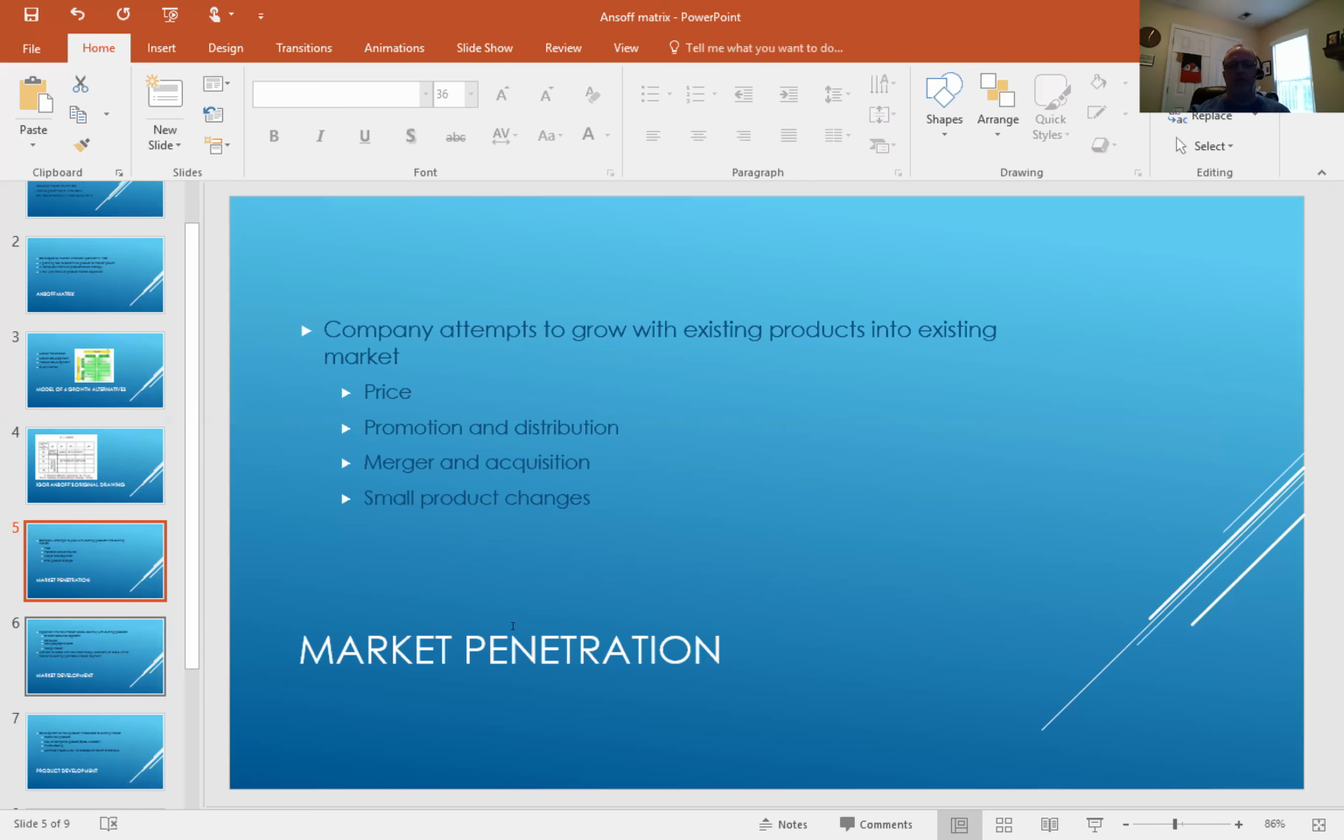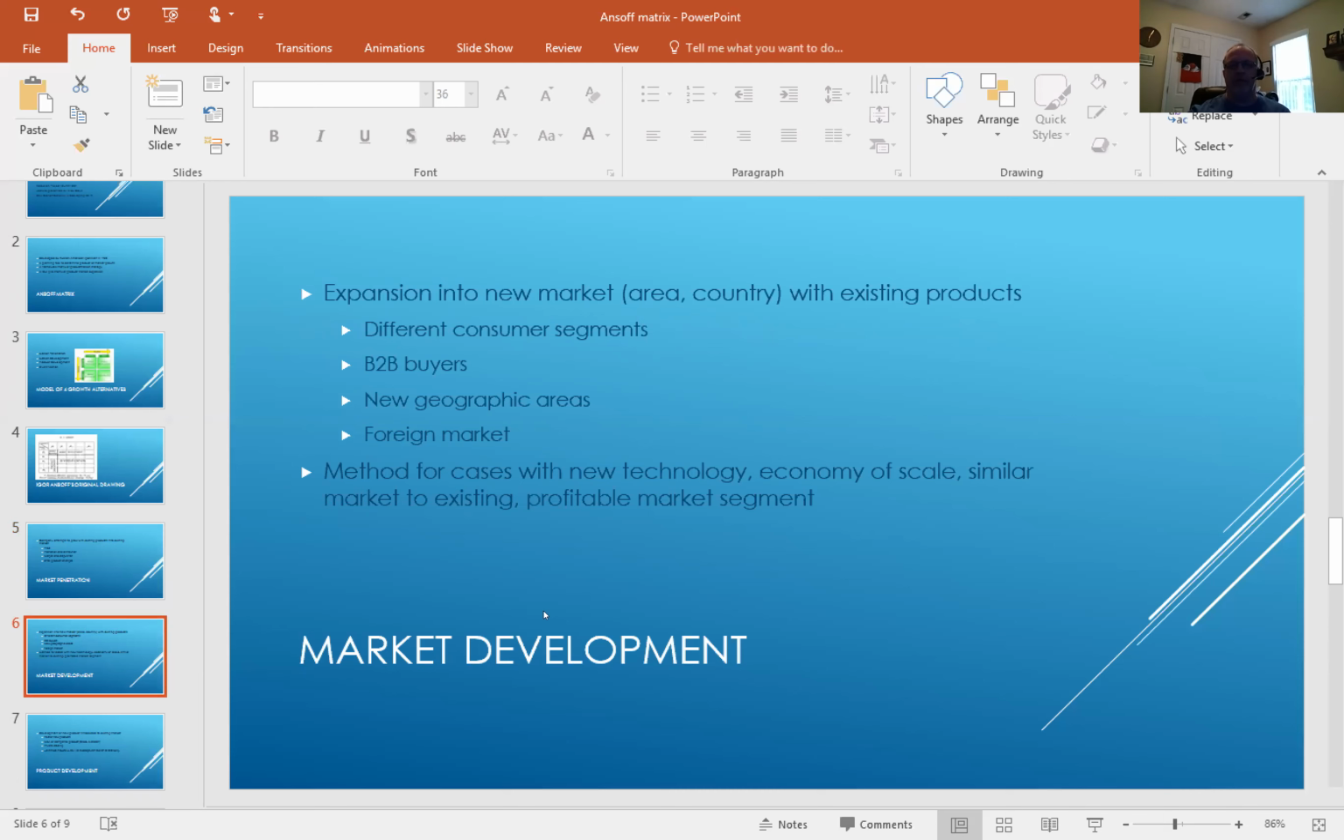So as we move through, let's go to market development. This is where you start to see the different change tactics. This would be expanding into a new market, either an area or a country, with the existing products. You may look at different consumer segments, like we've done in our drink products that we've developed. We've designed a particular segment, a particular age group, and a particular demographic. What if you wanted to expand your growth and you've saturated that market? Now you look at a different segment, a different age bracket, maybe a different demographic.